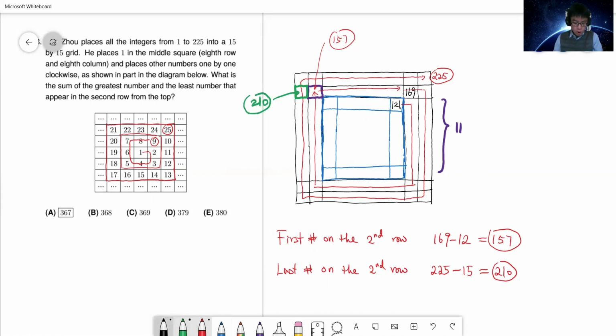So the question here asks for the sum of these two numbers. So we have 157 plus 210 gives 367. The answer here is A.